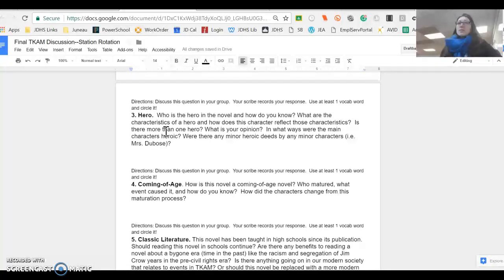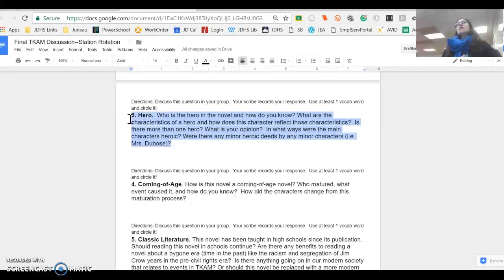Number 3 is about the hero. Who do you suppose is the hero in the novel, and how do you know? What are the characteristics of a hero, and how does this character that you've selected reflect those characteristics? Could it be possible that there's more than one hero in our novel? What's your opinion on that? And in what ways were those main characters heroic? Were there any minor characters that were heroic?